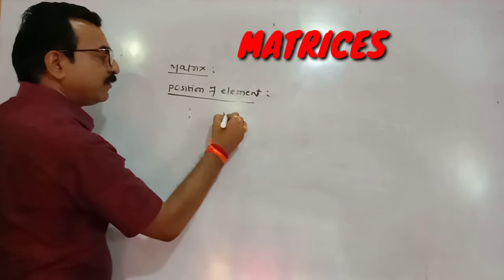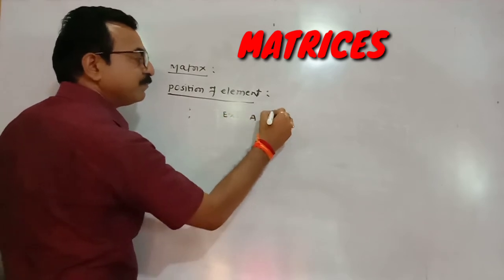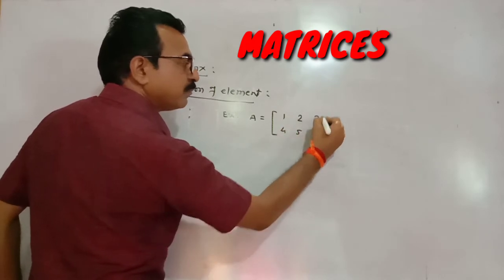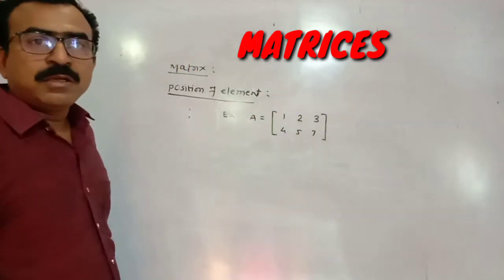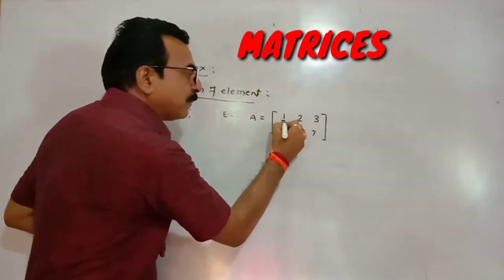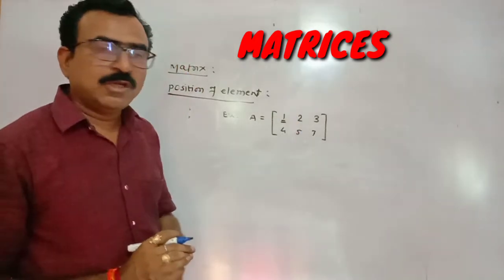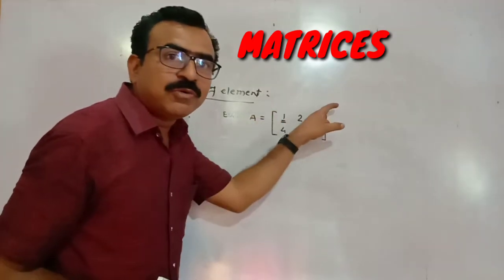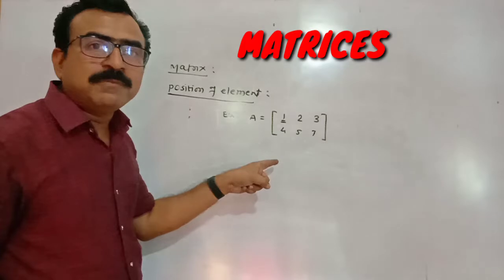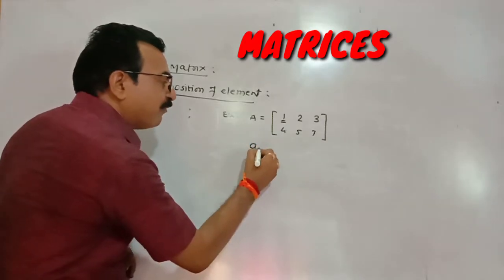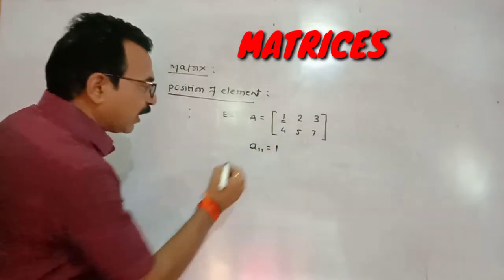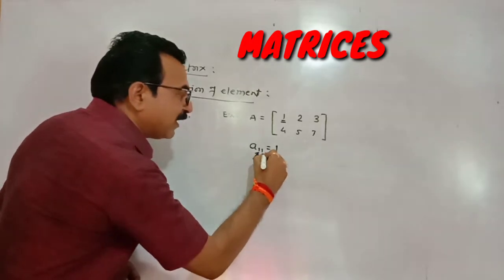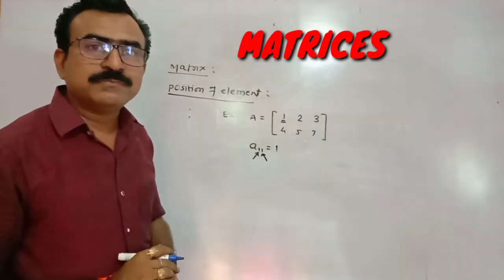So student, consider this example. Now you have to find out the position of 1. So this 1 is present in the first row and first column. So its position is 1, 1. Here the first one represents the number of the row, while the second one represents the number of the column.